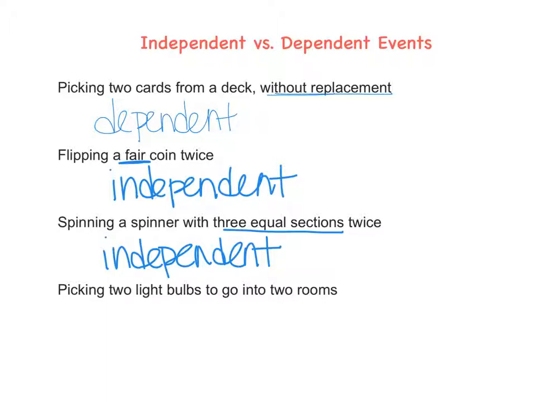And then it says picking 2 light bulbs to go into 2 rooms. Well, since they're going into 2 rooms, meaning you pick a bulb, it's going to get put in a socket, and then you're going to pick another one, the light bulb is gone. So even though they don't come right out and say without replacement like they did in that first one, there's enough information here for you to tell that these would be dependent.